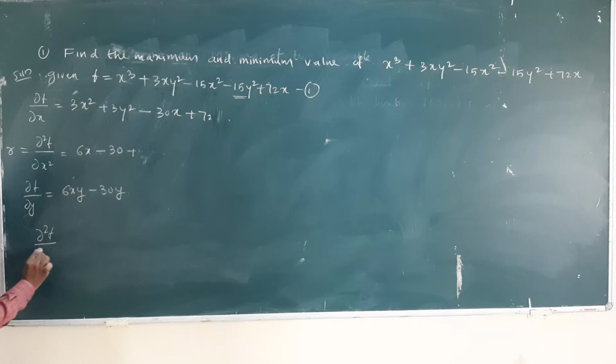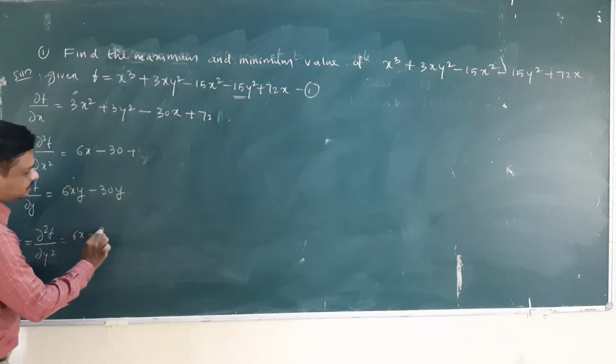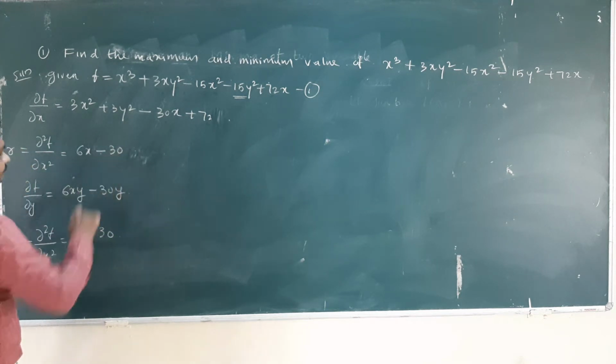I will go for the next derivative, ∂²f/∂y². This is called t. Derivative of 6xy is 6x, minus derivative of 30y is 30. So t is 6x minus 30.